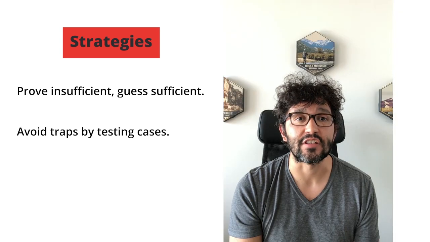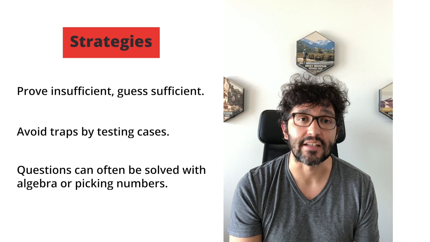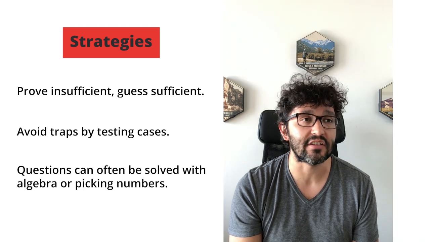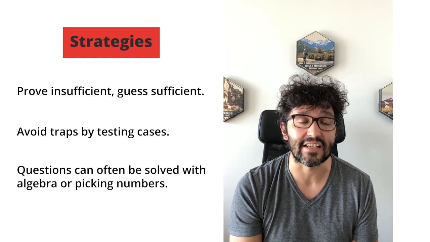A lot of data sufficiency questions can be answered using either algebra or picking numbers. If you can learn to pick numbers to show why something is not sufficient, hey, what if this value was 10? What if it was 100? Would that affect the answer to the question?